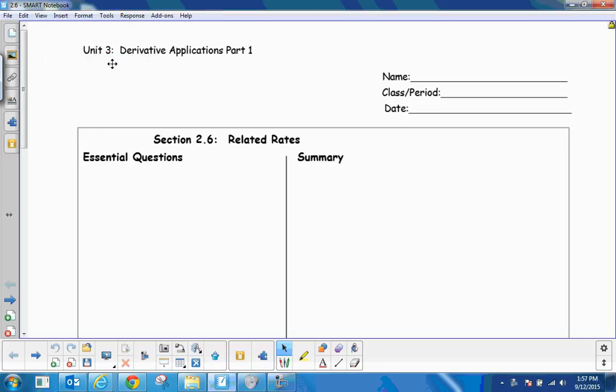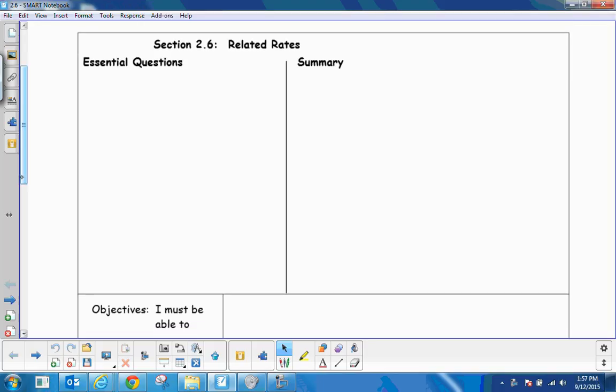All right, so section 2.6 deals with related rates. Your essential questions are, what's your process to solve related rates?